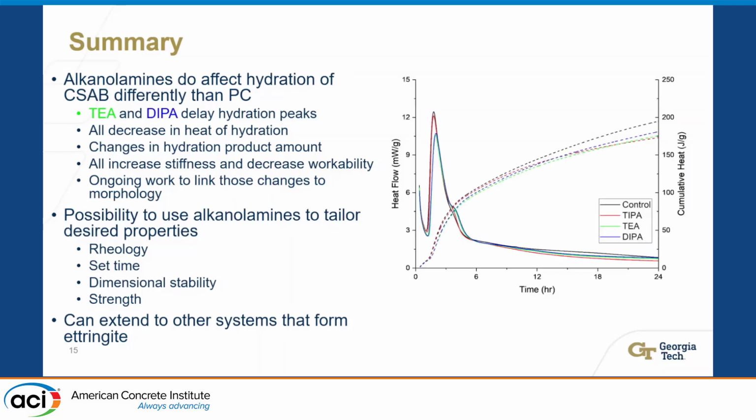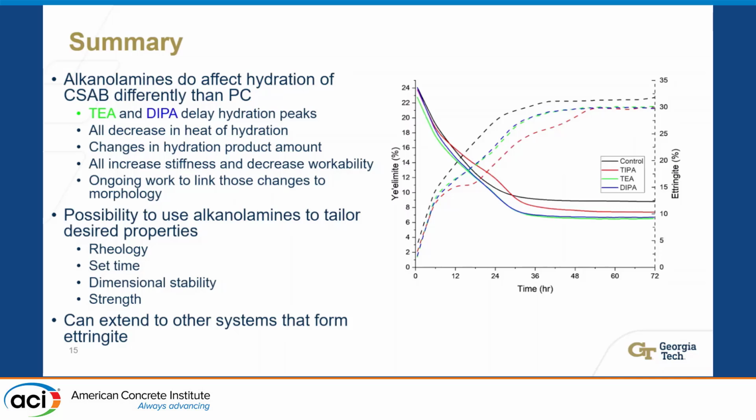We saw in the calorimetry that our TEA and DIPA containing samples behave similarly, while the TIPA sample behaved more like the control sample. The TEA and DIPA samples did delay the hydration peak, and they all decreased the total cumulative heat at the end. We saw in the XRD and TGA that there are changes in your hydration product amount, but these were a little bit different in the XRD than we saw in the TGA, which might allude to some, again, poorly crystalline ettringite.